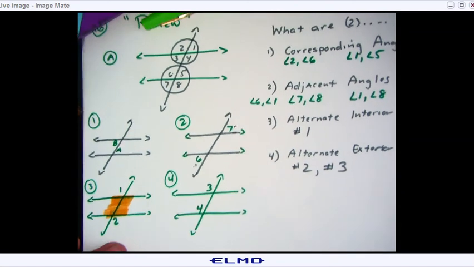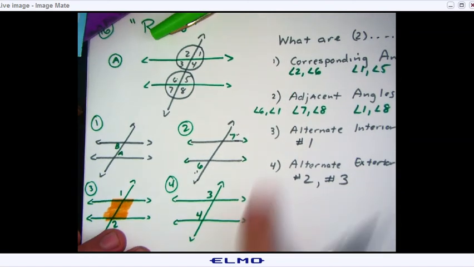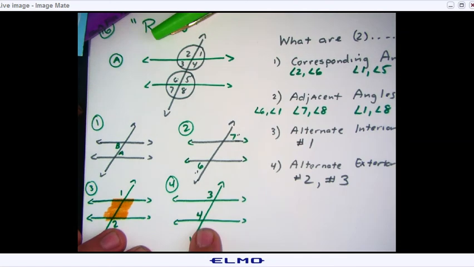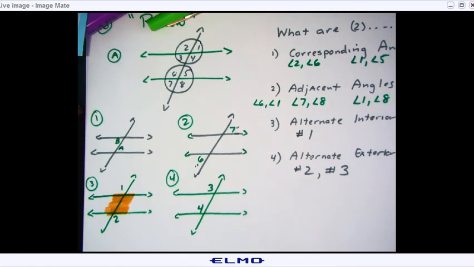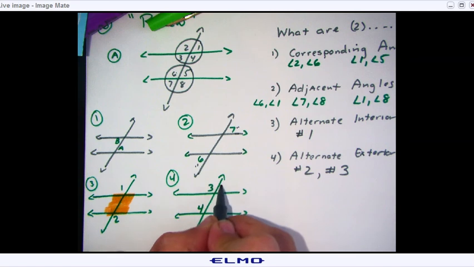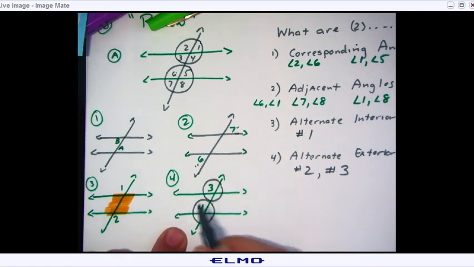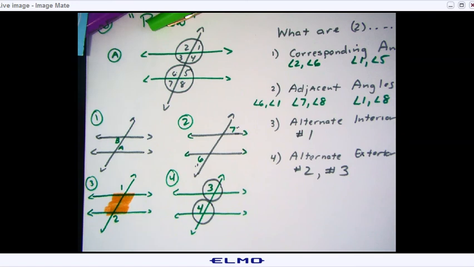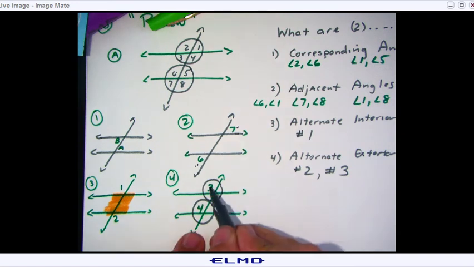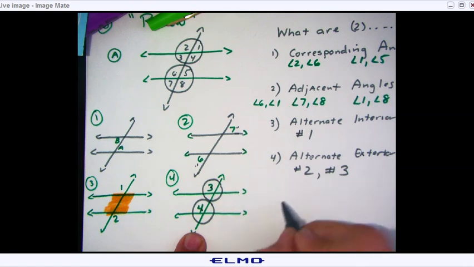And actually, number 4 is different. Which one would be number 4 from right here? What would be number 4? Anybody? Let's see. No, corresponding. So if I were to circle it, they're not alternate, right? They're not alternating. They're actually on the same side. So if I put 3, oh yeah, they're corresponding. So this one's corresponding.